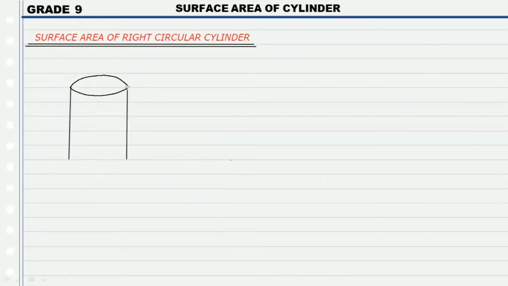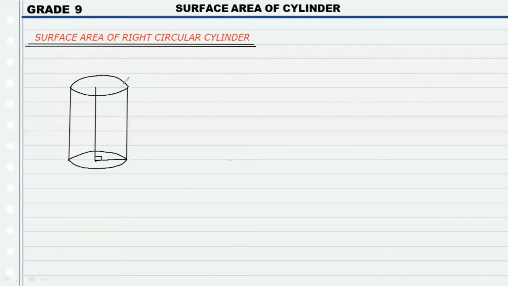Two bases, right? So, aapke jo bases honge, that will be circular in shape and the cylinder will be perpendicular to the base. Okay, it will be perpendicular. It will be at 90 degrees. It will be forming a right angle with the base. Getting it, students? So such types of cylinders are known as right circular cylinders.